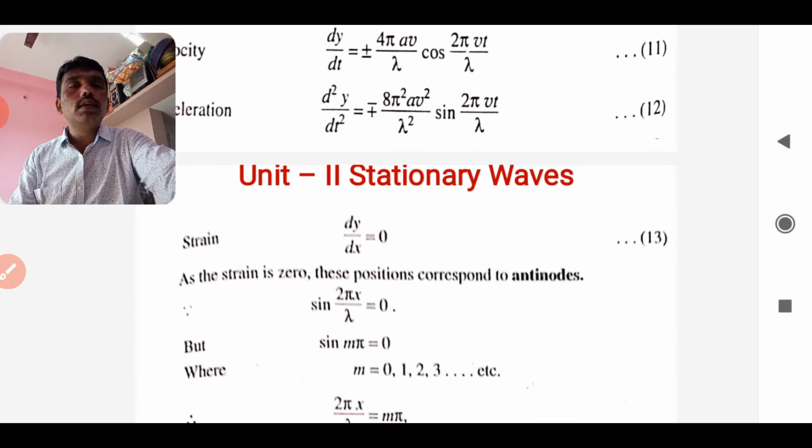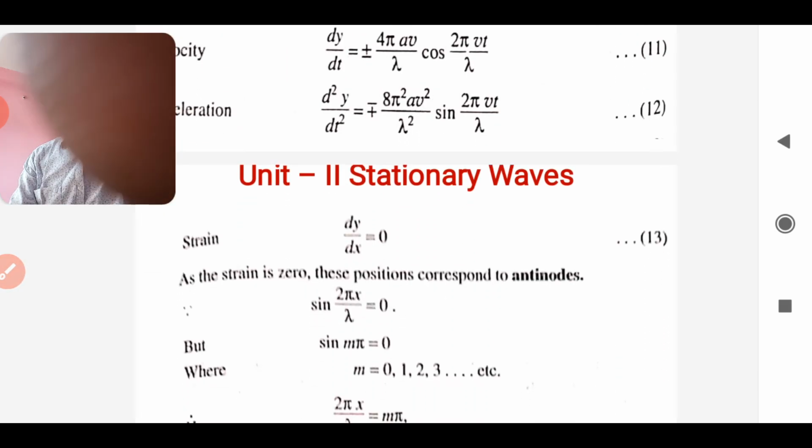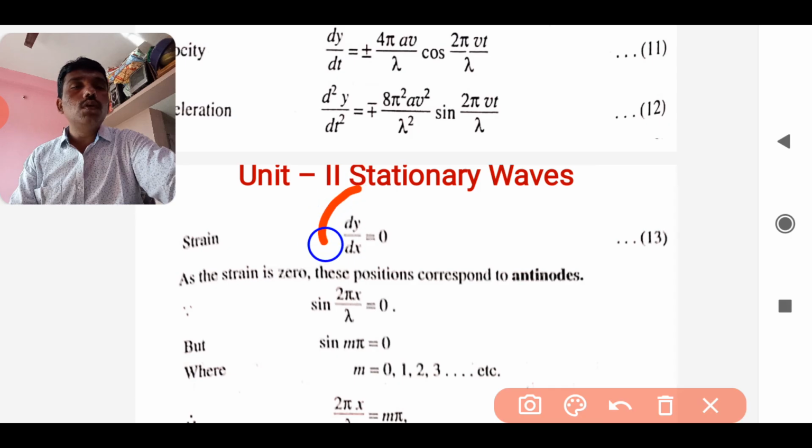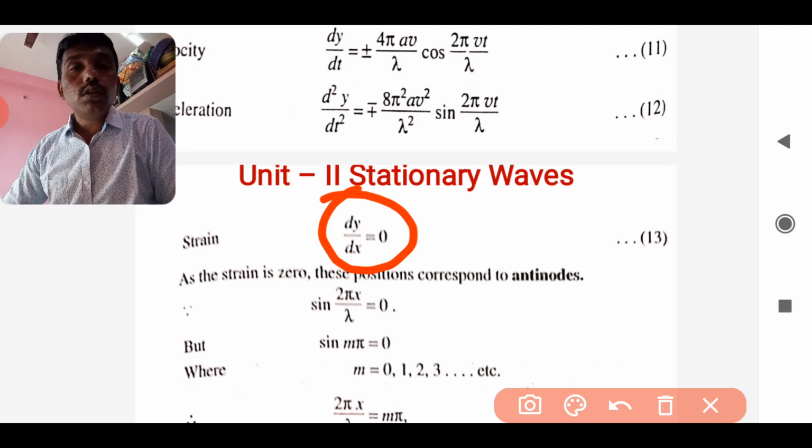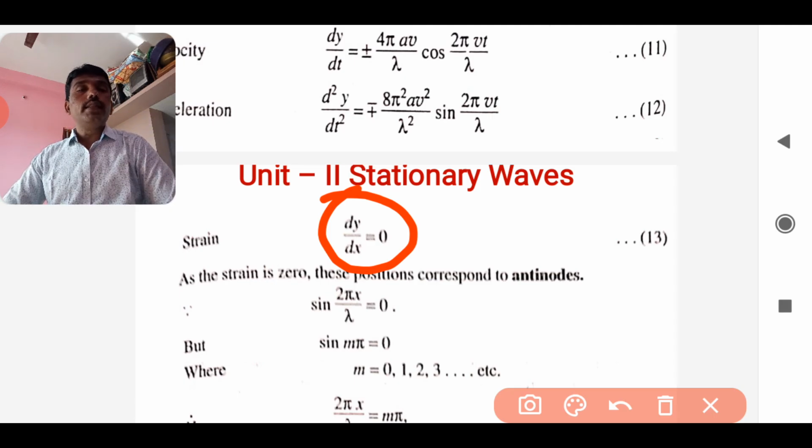Manun mala kaya lihta yate, ya position la dy by dx strain, dy by dx is equal to 0 in this case. So again, coming to the basic point, where the strain is 0, the strain is 0 at antinode point. And that's why it is nothing but the position of the antinode point to be there. And that's why the corresponding antinode point it's suggesting. And in this case, as far as the displacement is concerned it is giving you a value, but the strain becomes 0 in this case.